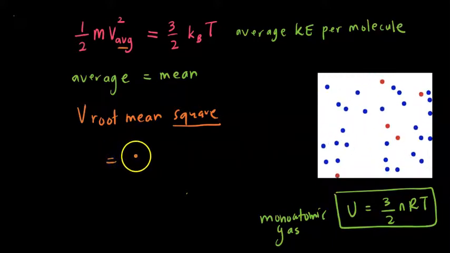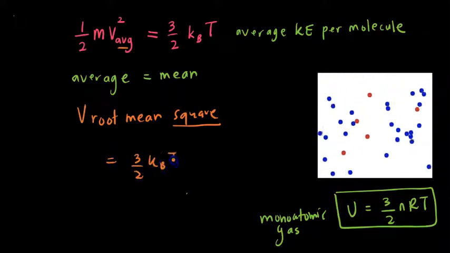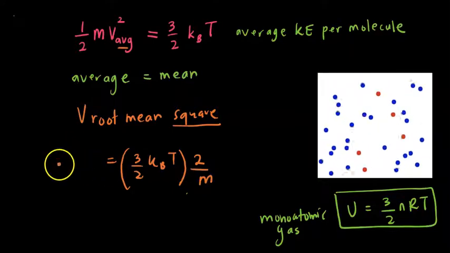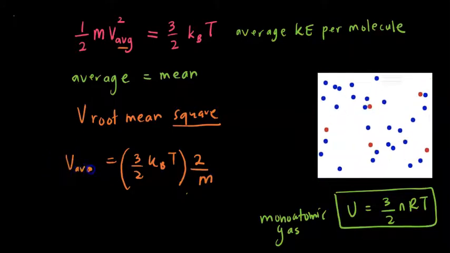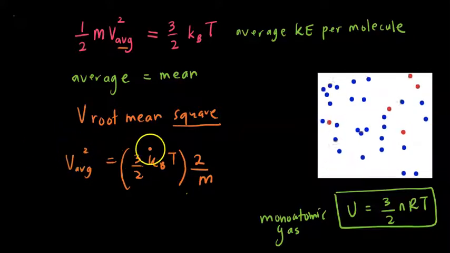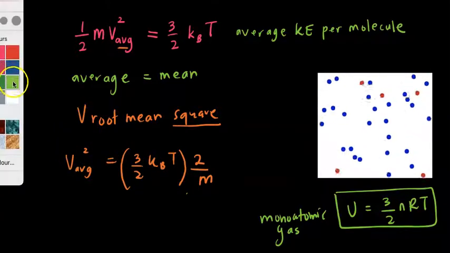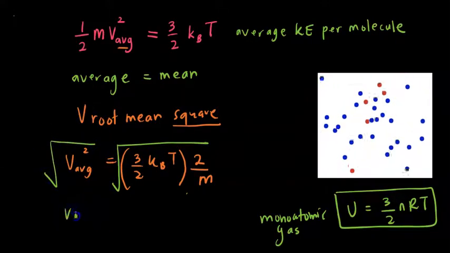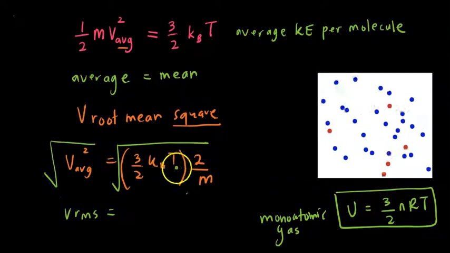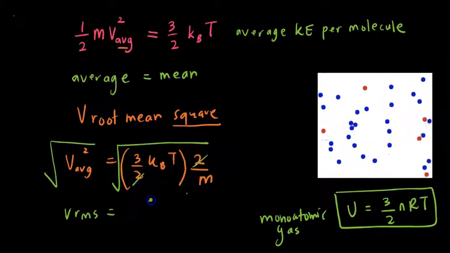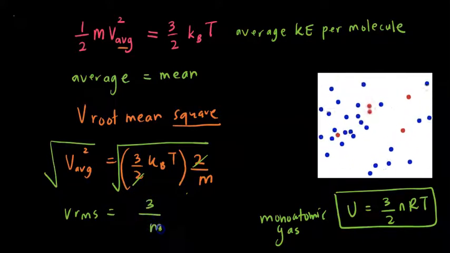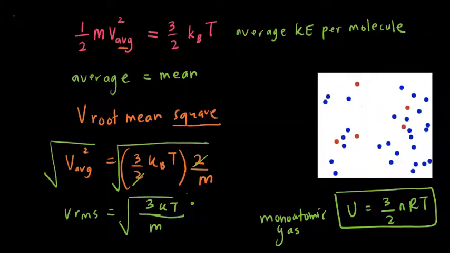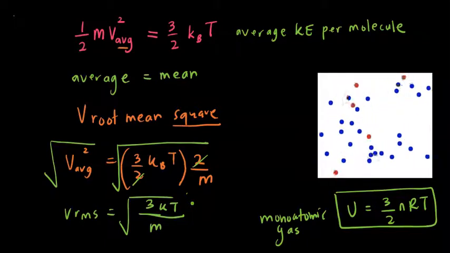So what do I do? I just say, okay, I can do that. So 3/2 k_BT times 2 divided by m, and this is average squared, and I want to square this. So if I were to square this, I have to square everyone. So this becomes the V_rms, and the 2 cancels out, 3kT/m, all square rooted. So this is your root mean square velocity for the molecules in your gas system.